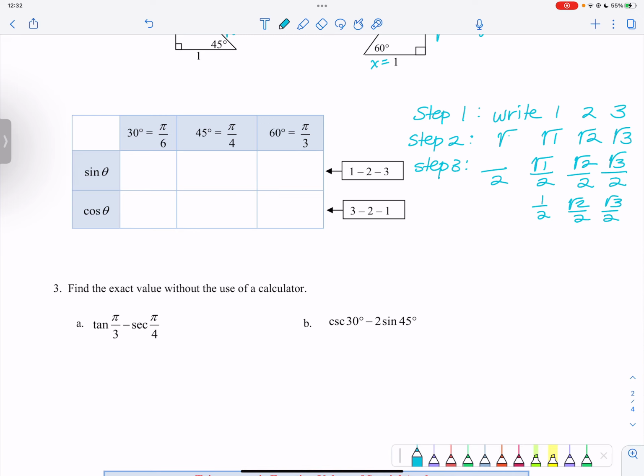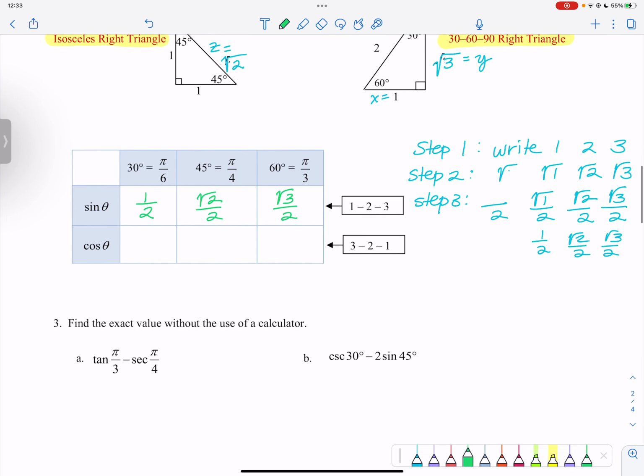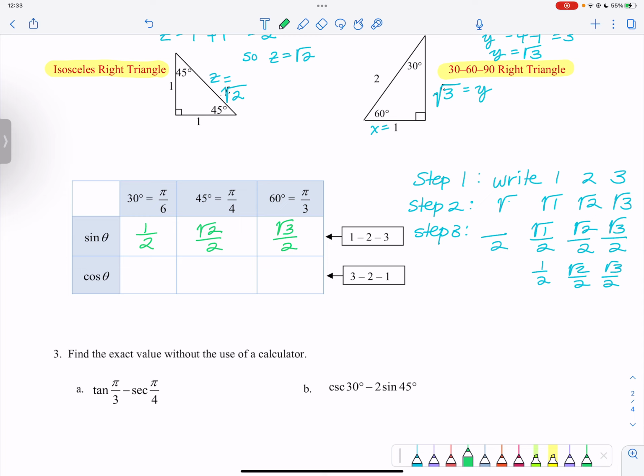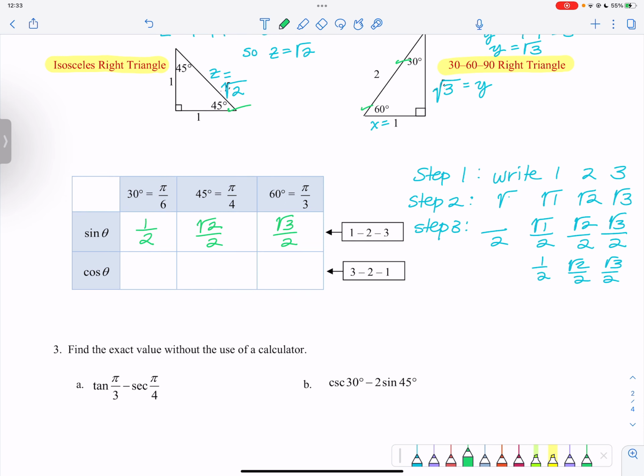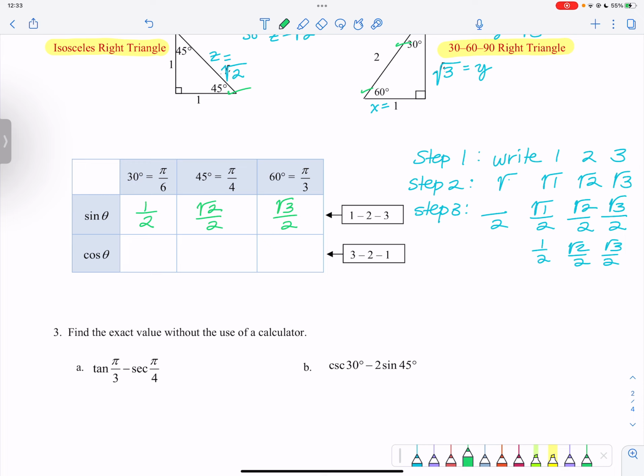I'll pull this down. Okay, let's go ahead and fill in the sine with each of these angles. So we'll write those: 1/2, the square root of 2 over 2, and the square root of 3 over 2. As you can see, that corresponds to every one of these angles. Now, how about the cosine of each one of those angles? We'll go backwards with 3, 2, 1, and we'll have the square root of 3 over 2, the square root of 2 over 2, and then 1/2. So sometimes it's nice to have those trig functions in that table ready to go.